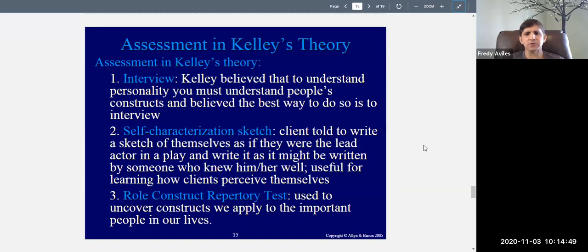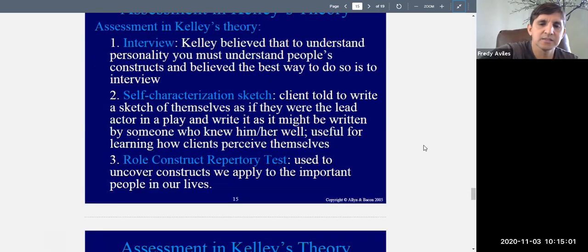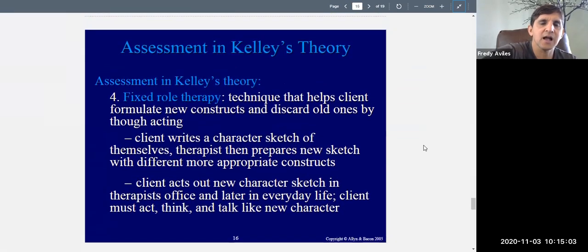Role construct repertory test was a test that was used to uncover constructs we apply to important people in our lives. It's just a test, right, that we use for important people. Let's keep going. Other things, George Kelley also developed what is called fixed role therapy, a technique that helps a client formulate new constructs and discard old constructs through acting.